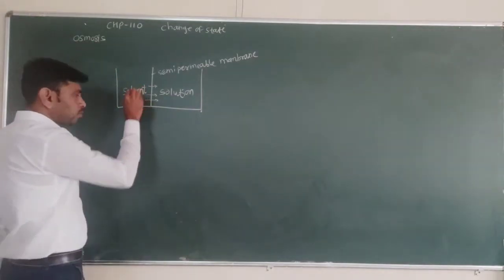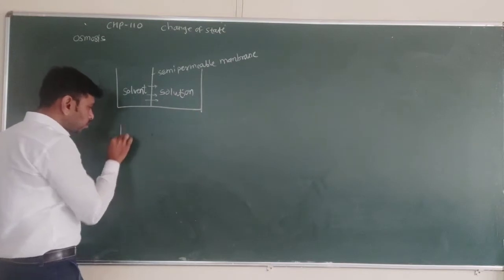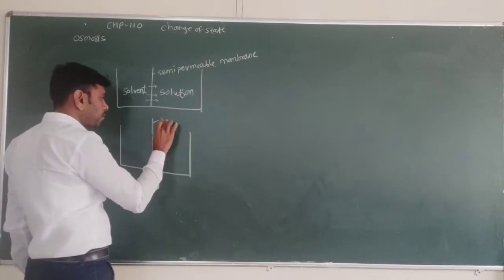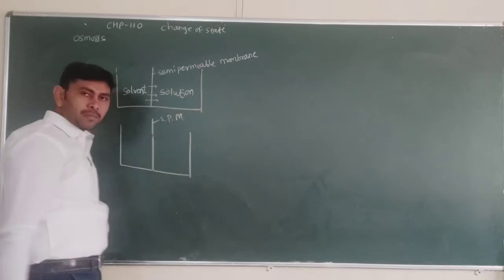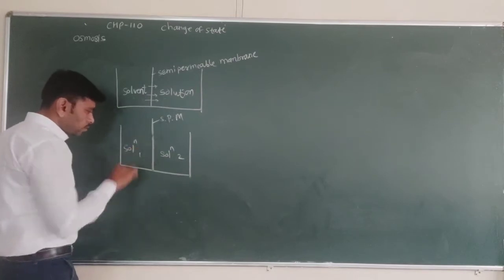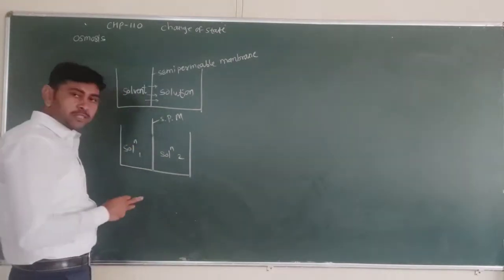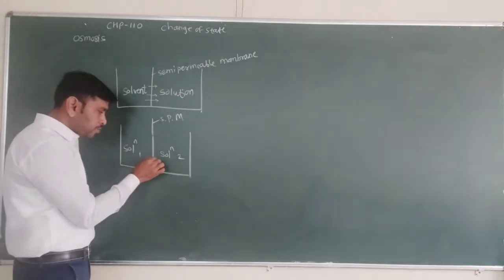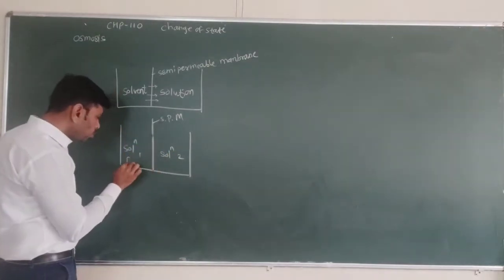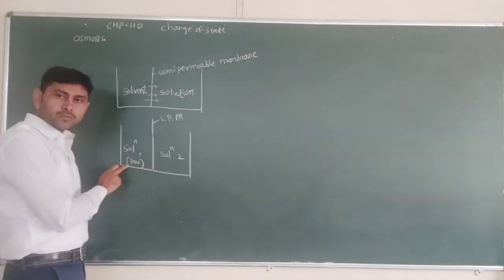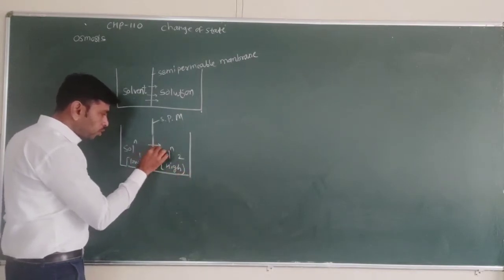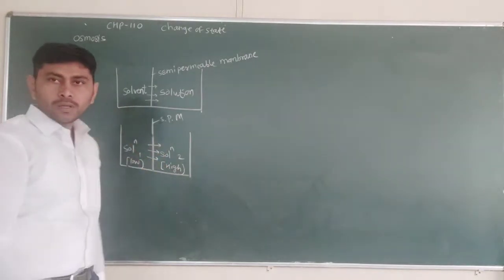Okay. Another process is, instead of solvent, if we take two solutions and keep a semi-permeable membrane here, solution 1 and solution 2, then the flow of solvent molecules takes place between the solutions. Suppose solution 1 has a lower concentration and solution 2 has a higher concentration, then the flow of solvent molecules takes place from lower concentration to higher concentration.